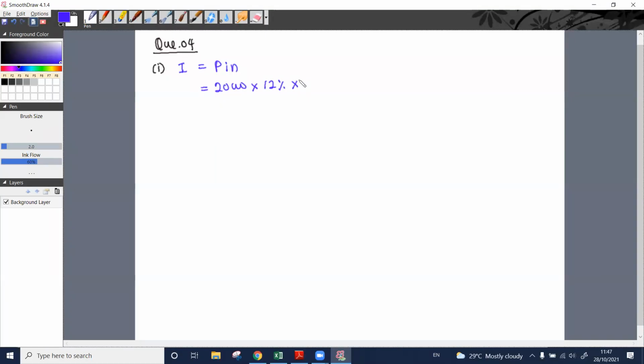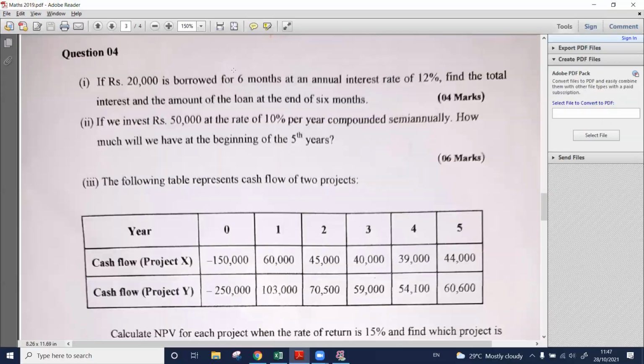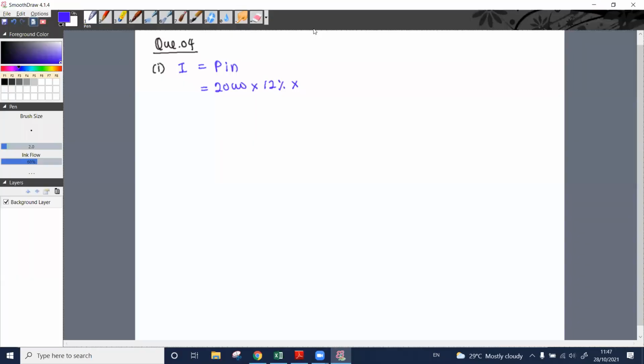N means number of years. Can we consider it as 6? No, 6 means months. N is the number of years, but here it is given as 6 months. So we cannot consider it as 6 here. It should be 6 over 12 or 0.5.